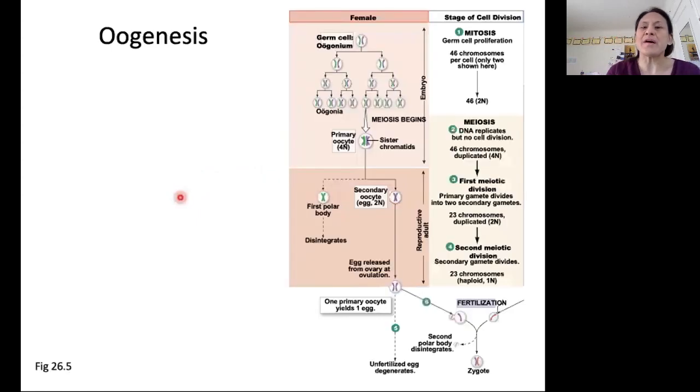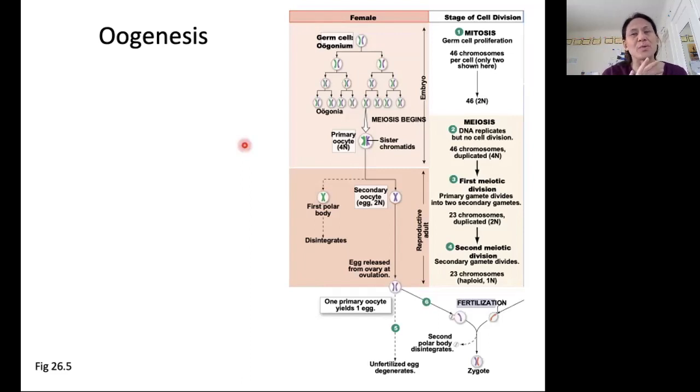Okay, so before I talk about the menstrual cycle itself, I want to talk about the process of oogenesis, or the making of eggs, right? So this prefix oo means eggs, genesis means making, so oogenesis is the making of eggs. In the female, the gametes are eggs, and they are haploid cells that are made by meiosis.